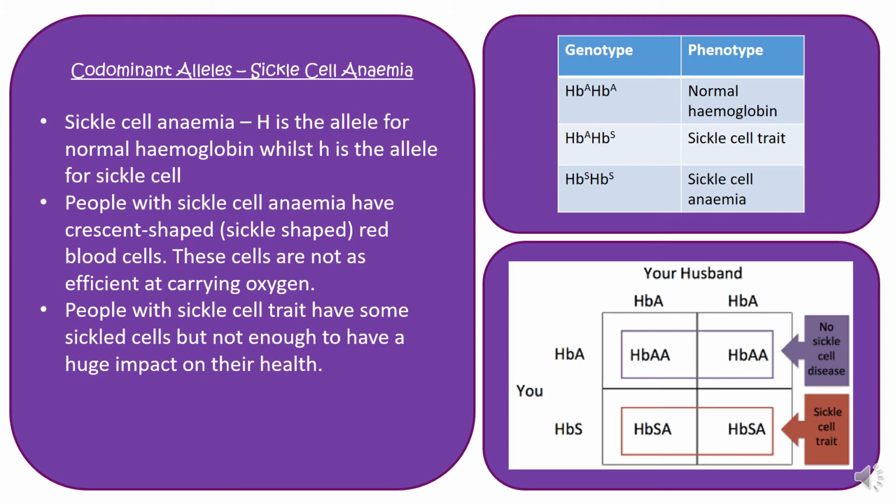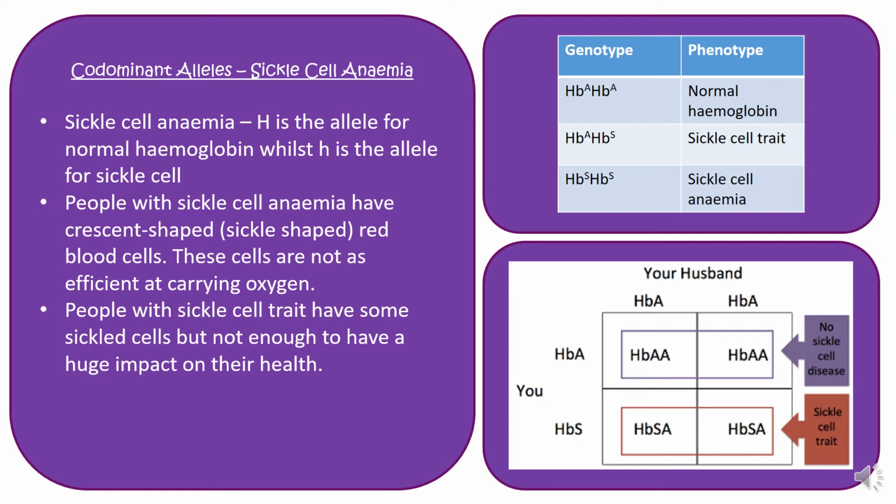And then, okay, so here you can see that we're crossing somebody who has sickle cell trait with somebody who doesn't have sickle cell anemia. Now we end up with two, these are different as well, sorry. This should be HbS and HbA. I've not done very well here, have I? So the husband is HbA/HbA, normal hemoglobin. The mother is a carrier. So these two offspring here would have sickle cell trait, and these ones would have no sickle cell disease.